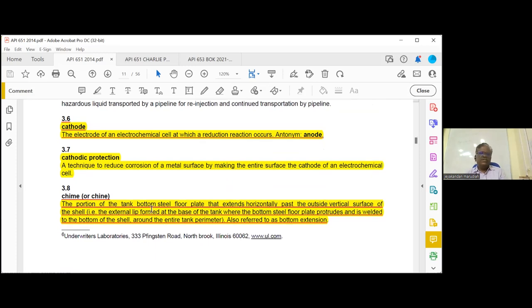CHIM or CHIN: the portion of the tank bottom steel floor that extends horizontally past the outside vertical surface of the shell. Also referred to as a bottom extension. So bottom extension, CHIN or CHIM, all are the same.